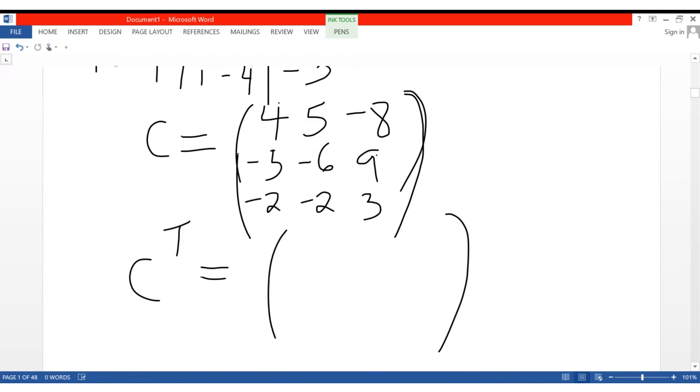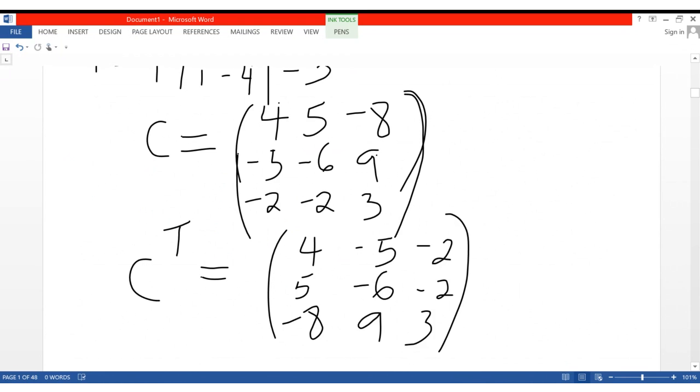Like the first one I have 4, 5, so 4 will have there 5, negative 8. We have done the transpose. Then we have negative 5, I'm interchanging the rows and the columns, and then 9. And then negative 2, negative 2, and 3. So basically, that's how I'm getting it. So that is the matrix of cofactors. Then you get the transpose of the matrix of cofactors. So you must transpose after getting the matrix of cofactors.